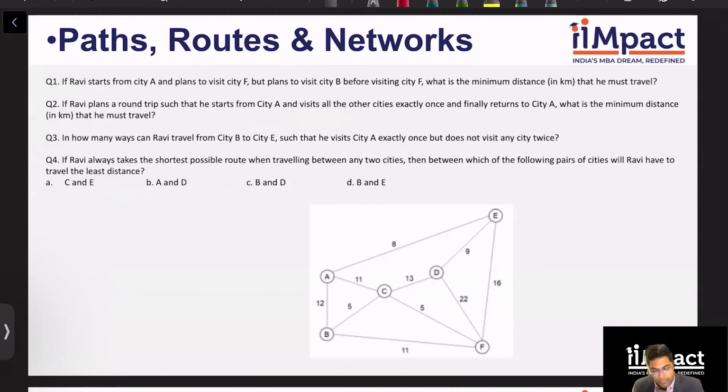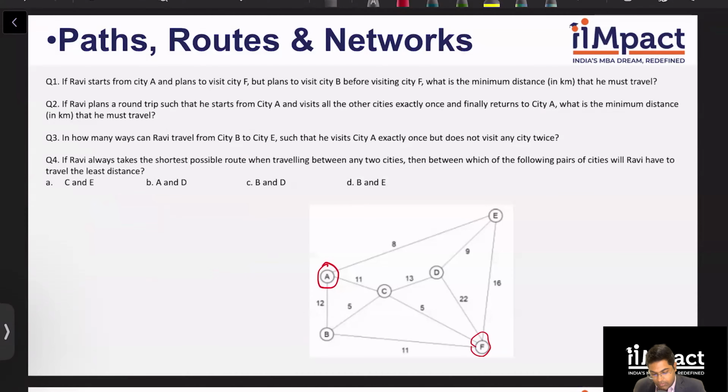Question number 1. If Ravi starts from city A and plans to visit city F, but plans to visit city B before visiting city F, what is the minimum distance that he must travel? So that means Ravi has to go through B and is starting at A, ending at F. One way, of course, is directly going from A to B to F, which is giving us 23. But I would also like to check if other options are possible.